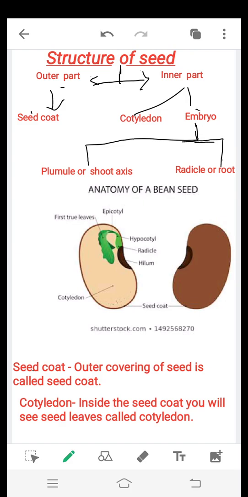Now, when you observe between the cotyledons, you will get a very young baby plant. This is called embryo. In this embryo, there are mainly two parts: the plumule or shoot axis, and the second part, the radicle or root.